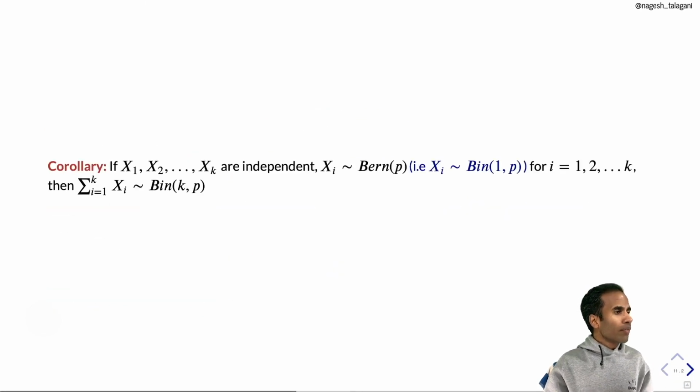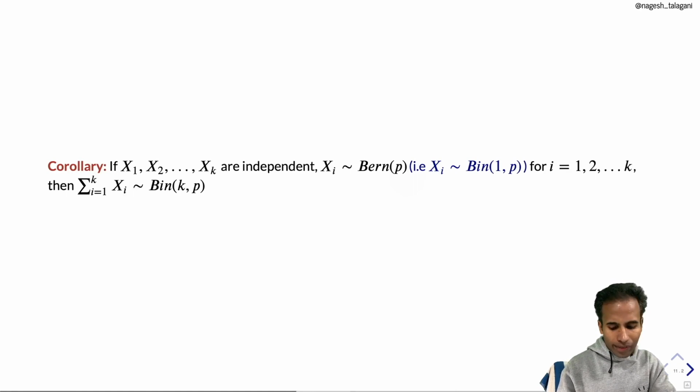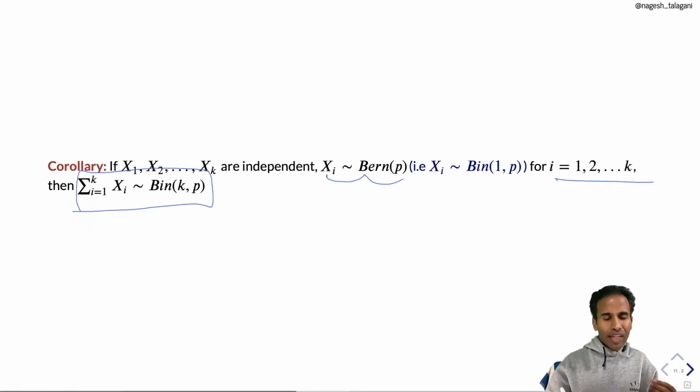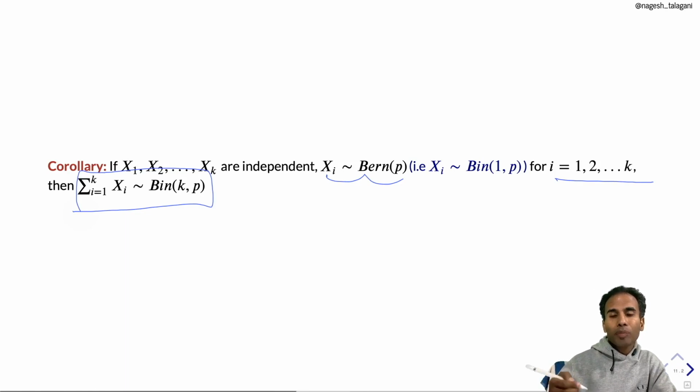Next, corollary. If X1, X2, ..., Xk are independent and Xi follows a Bernoulli distribution with parameter p for i equal to 1 to k, then summation Xi from i equal to 1 to k follows a binomial distribution with the parameters k comma p. See, this directly follows from the above theorem because the Bernoulli distribution is a special case of the binomial distribution. Here each Xi can be seen as binomial with parameters 1 comma p.